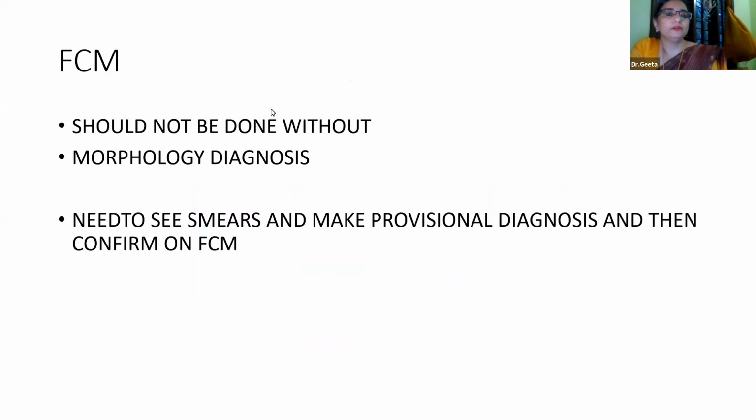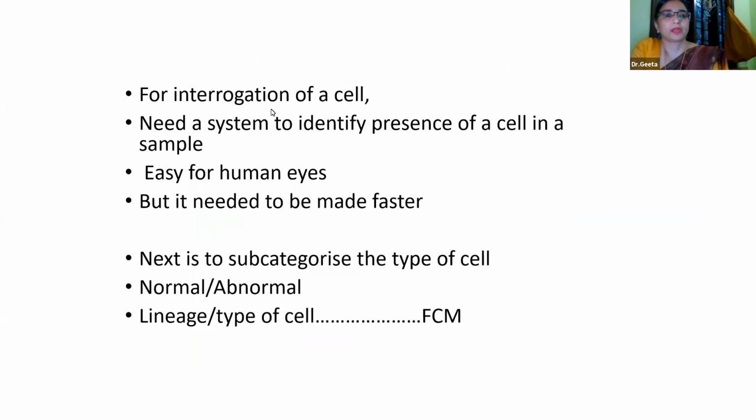Now, one more word of caution: flow cytometry cannot be and should not be done without a morphological diagnosis. We need to see all the smears and make a provisional diagnosis before going on and analyzing and confirming our findings on the system.